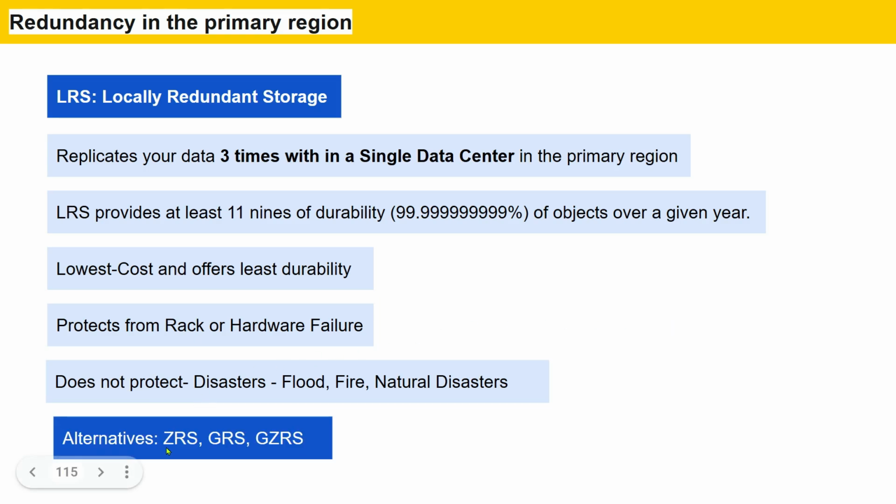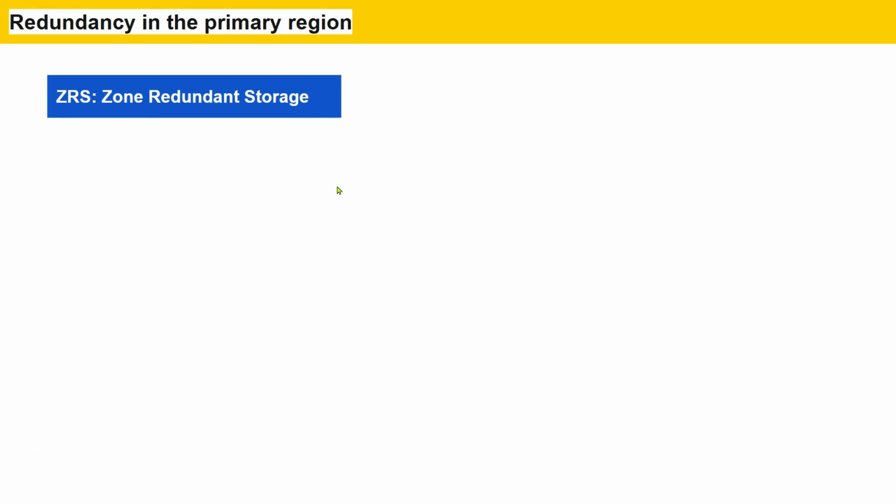Now what is the alternative? The alternative is you go with either ZRS, which means Zone Redundant Storage, or else you go with Geo-Redundant Storage, or else you go with Geo-Zone-Redundant Storage. Now if you go with these higher options, of course the cost also goes up. So what does zone redundant storage mean? Let's see it. Zone redundant storage, or popularly known as ZRS.